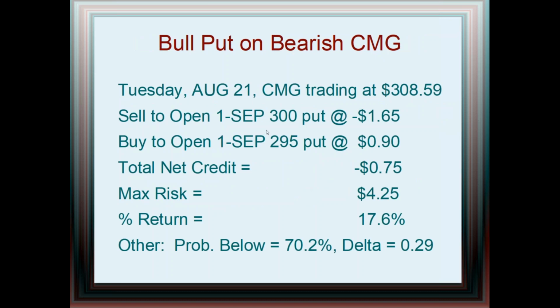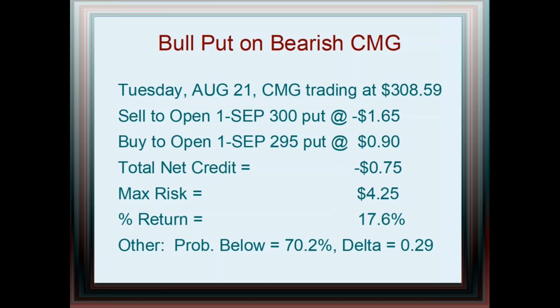Now, let's take a look if we had opened a bull put credit spread on Tuesday on CMG, which was actually a bearish position and had our bearish criteria. On Tuesday, with CMG trading at 308.59, I could have sold to open the 1st of September, next week's expiration, 300 strike put at 1.65. At the same time, I could have bought to open the September 295 put at 0.90. Right? So we would have taken in a total net credit of 75 cents on our 5-point spread.